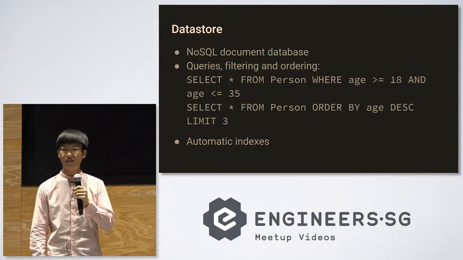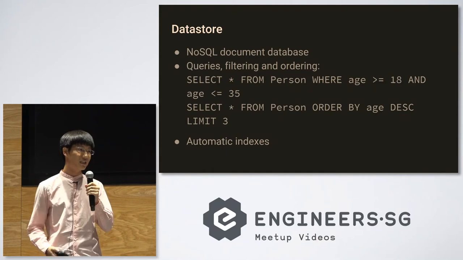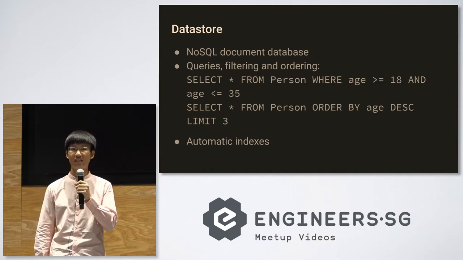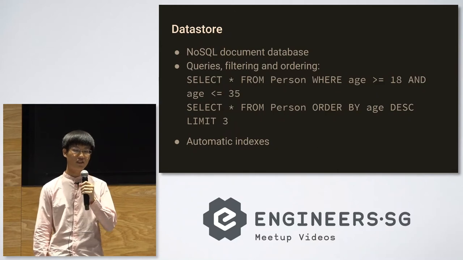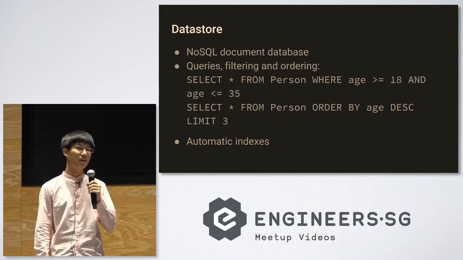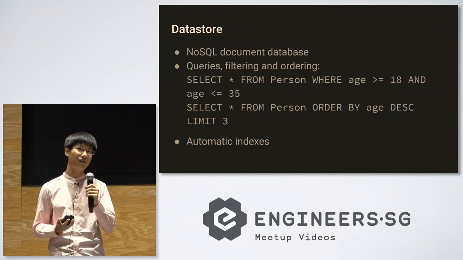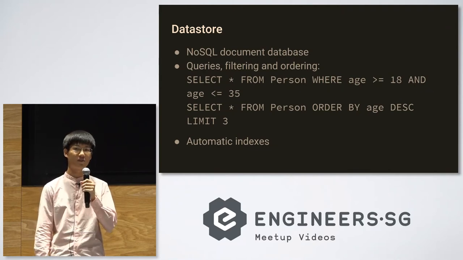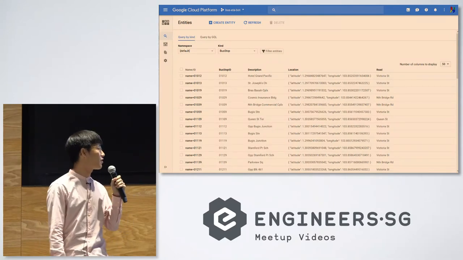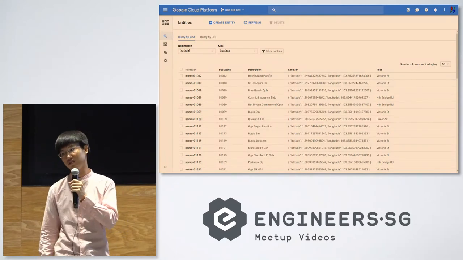And so for my bus ETA bot, what it uses Datastore for is just to save the various details of the bus stop. So let's say you send it a bus stop code, such as 960499, it's able to just hit the Datastore and look up the bus stop description, such as opposite Tropicana Condo, and the bus stop code. So this is just a screenshot of how the Datastore looks like in the console.